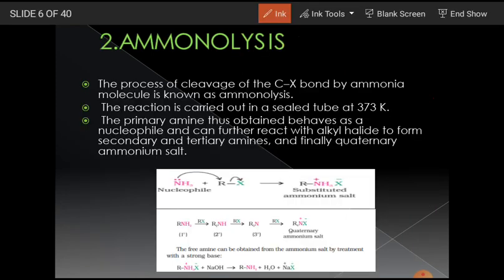The second method is known as ammonolysis. Now what is ammonolysis? It is the process of cleavage of the C-X bond by ammonia molecule. If we have CH3X, we are going to break this bond by using ammonia. That is known as ammonolysis, and here NH3 is going to act as a nucleophile. That is the important point over here. The primary amine that's obtained behaves as a nucleophile in the second step. So now this RNH2 can react with another molecule of RX.